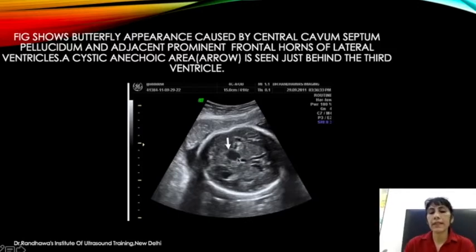Now, when you see such a cystic area in the midline, a lot of differential diagnoses can come to your mind: arachnoid cyst, porencephalic cyst, interhemispheric cyst, right? So all these things may come to your mind, and you start thinking on these pathologies. But one basic thing you should always do when you see such a cystic area in the midline: put color. So when you put color, we will see how things change.